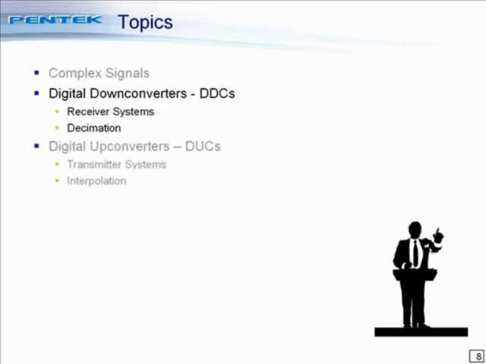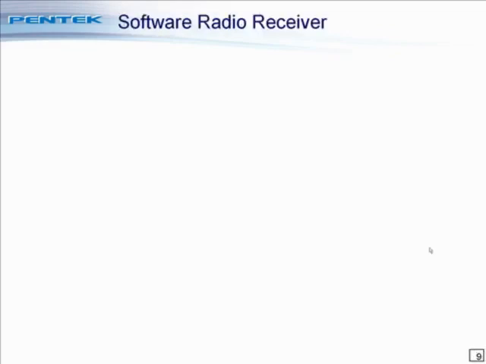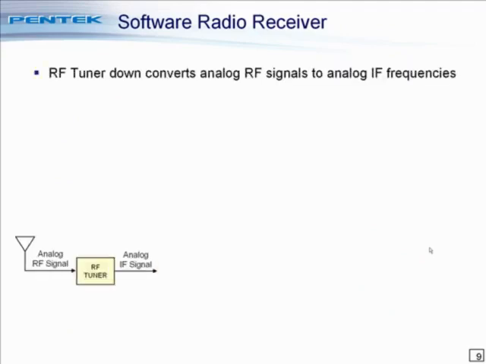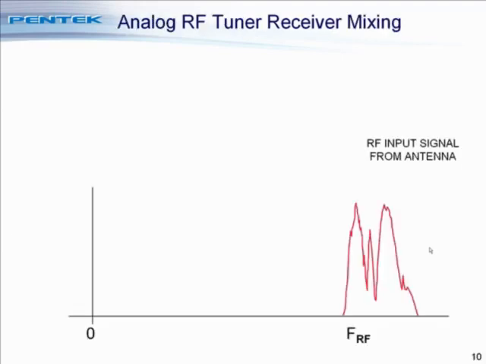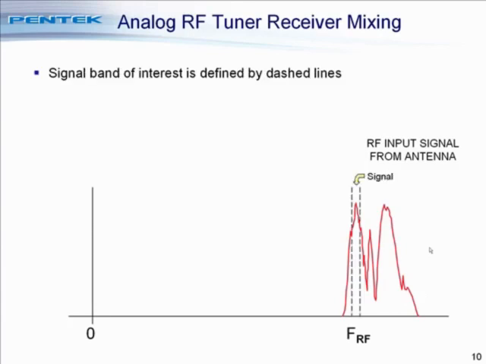Now let's take a look at digital downconverters. First, we take the antenna signal frequency as an analog RF signal and send it into an RF tuner, which downconverts the antenna signal frequency to an IF, or an intermediate frequency. Looking at the frequency domain view of this, we see the RF signal from the antenna shown over here at the right, and we have a signal band of interest that's defined by the two dashed lines. These are the frequencies that we're interested in, the band.